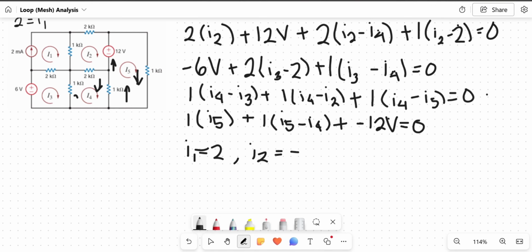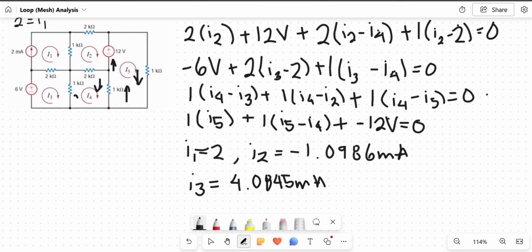I2 would be negative 1.0986 milliamps. I3 would be 4.0845 milliamps. I4 would be 2.2535, and I5 would be 7.1268 milliamps.